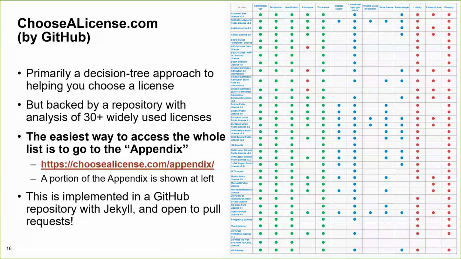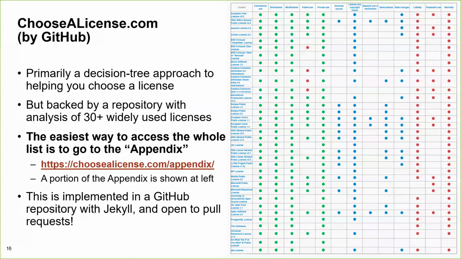And if you go in at the front side, chooselicense.com, you'll get the decision tree. But if you find this appendix that I've got the URL to directly right there, you can get this table. And this table, I know you can't read it, but across the left side, the rows are a bunch of different licenses, many of which you've probably heard of, and across the top are different characteristics or features of that license. And you can see whether they have patent clauses, how they stand on different things, permissiveness, and things like that.